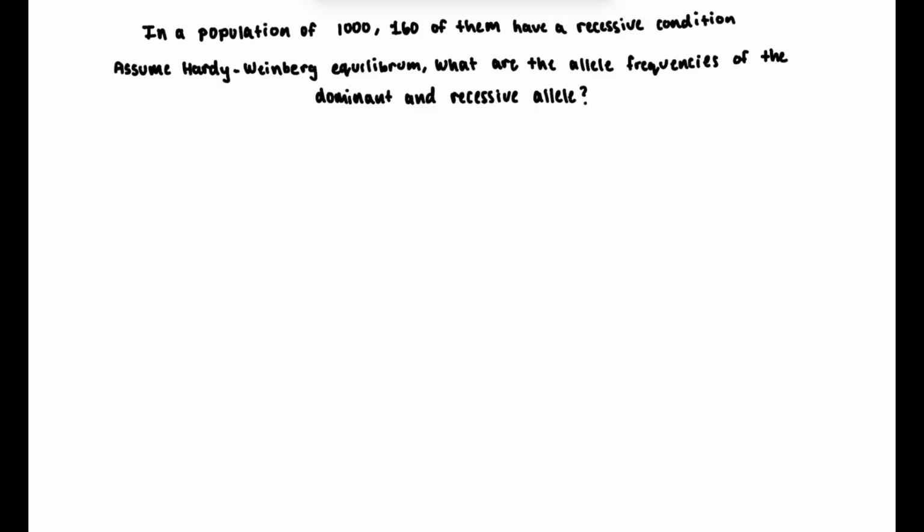Now that we've learned about the equation for Hardy-Weinberg, the allele frequency equation, and the genotype frequency equation, let's now do a practice problem. In a population of 1,000 people, 160 of them have a recessive condition. If we assume Hardy-Weinberg equilibrium, what are the allele frequencies of the dominant and recessive allele? So we know that the total population is 1,000 people, and that 160 have a recessive condition. When we're told to assume Hardy-Weinberg equilibrium, this means that the 5 conditions must be true.